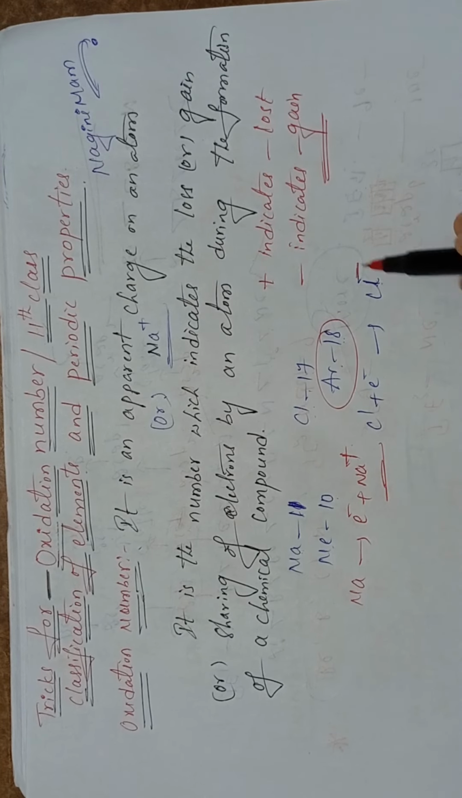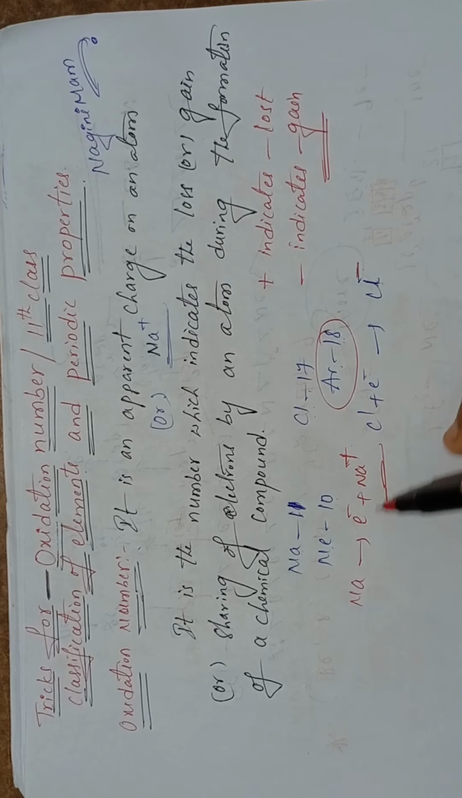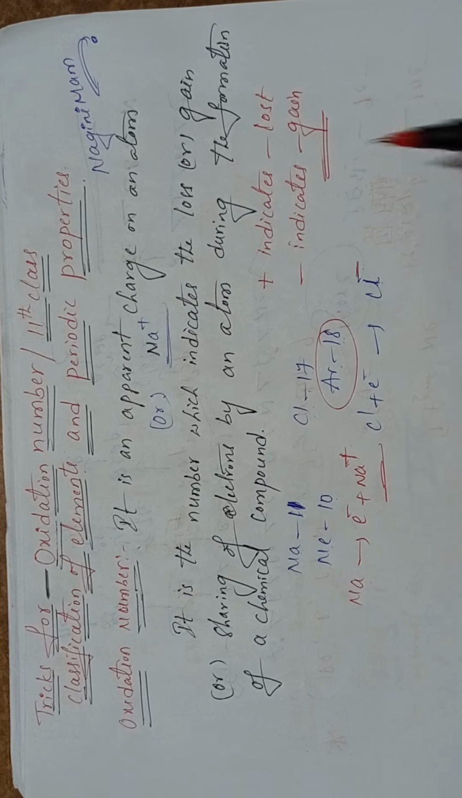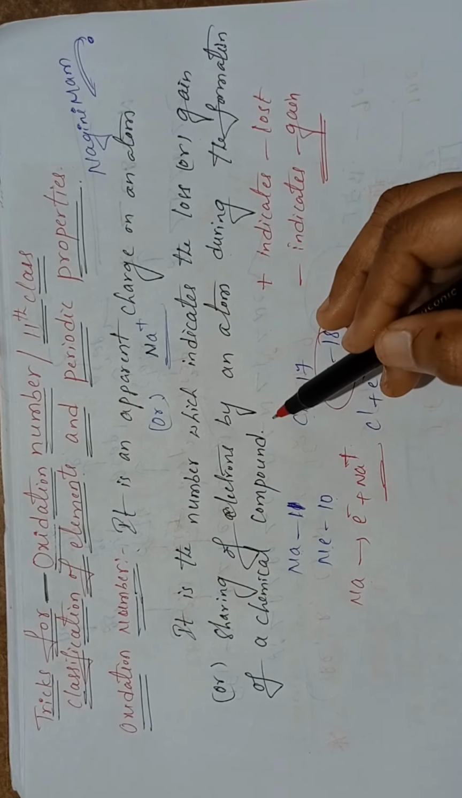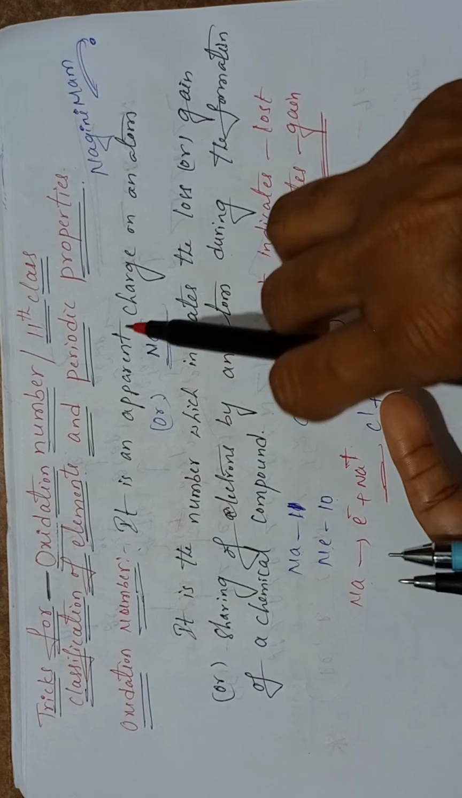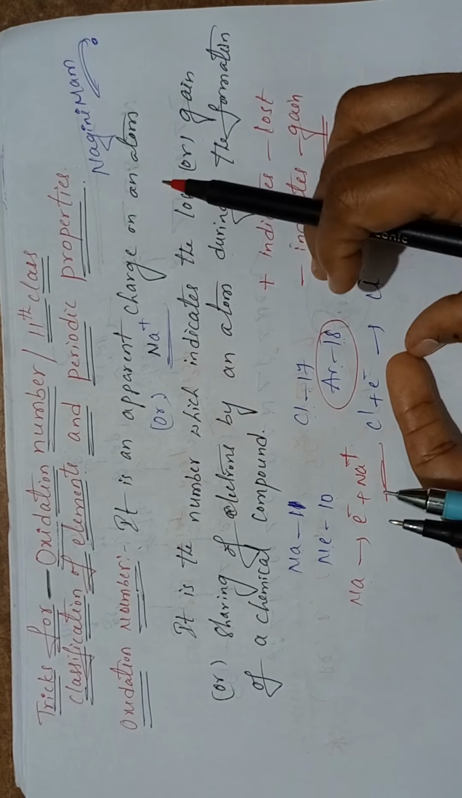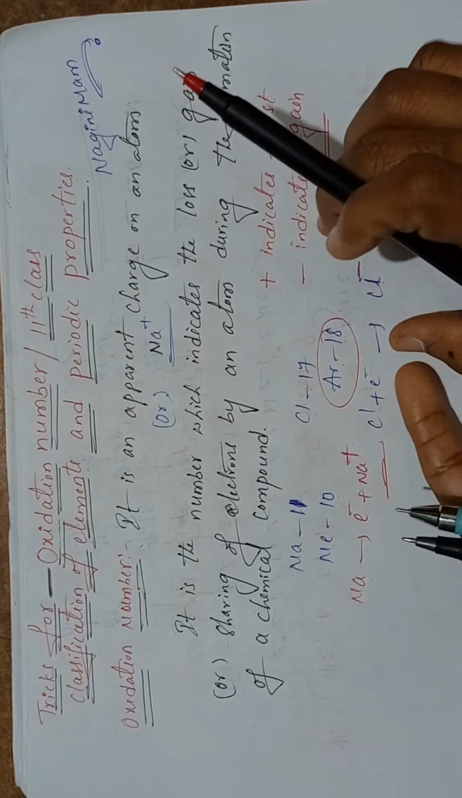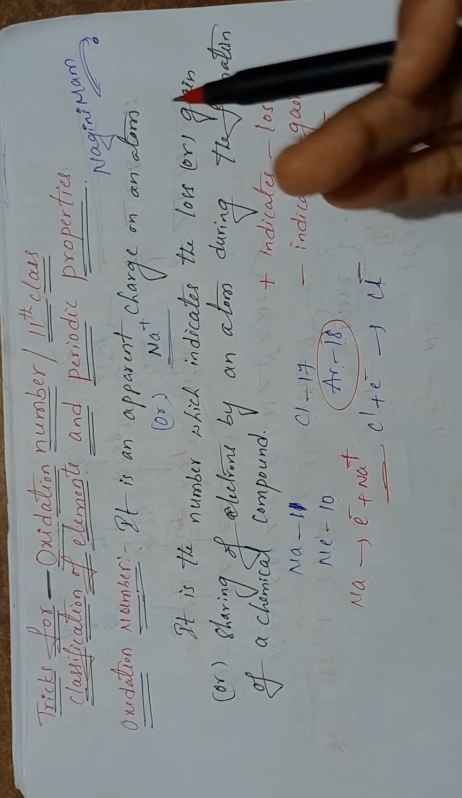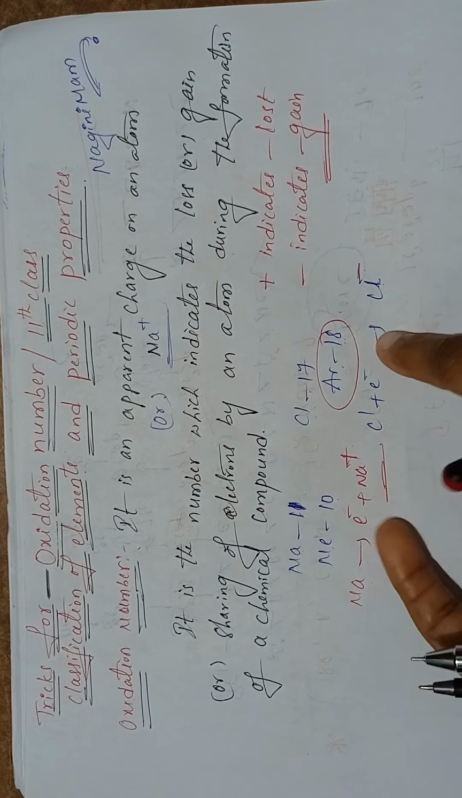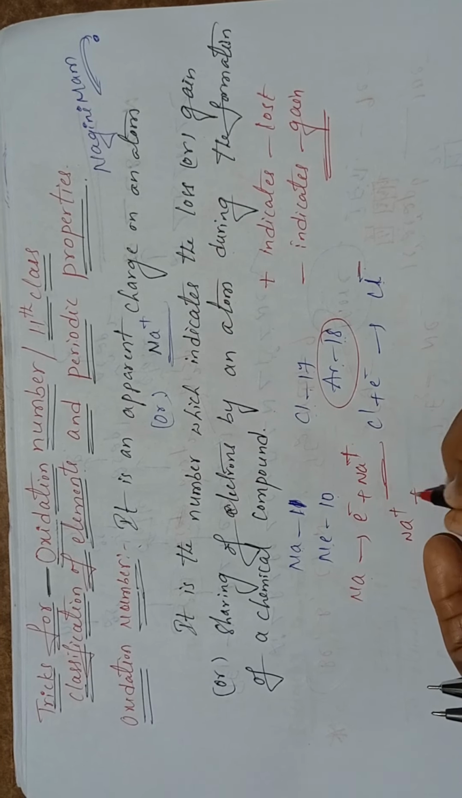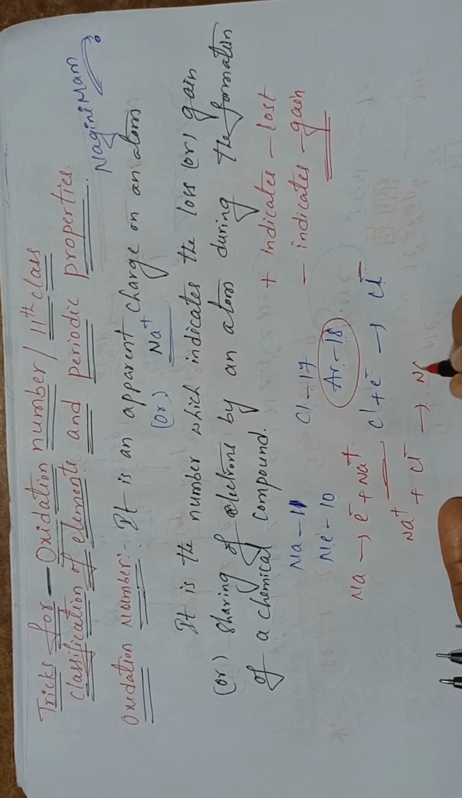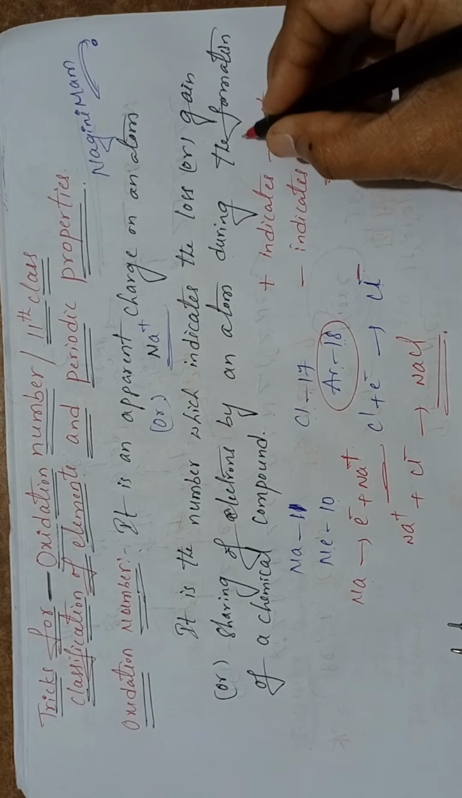So here chlorine gains one electron, sodium loses one electron, or there is sharing of electrons by an atom during the formation of a chemical compound. So that's why chlorine, to get the stability of argon, requires one electron, and it is ready to combine with an element that gives one electron. So Na+ and Cl- combine, and the NaCl chemical compound is formed.